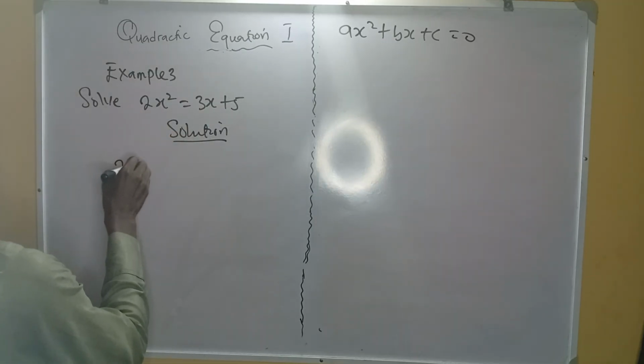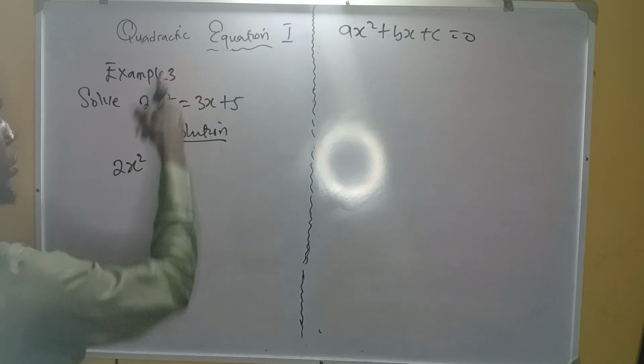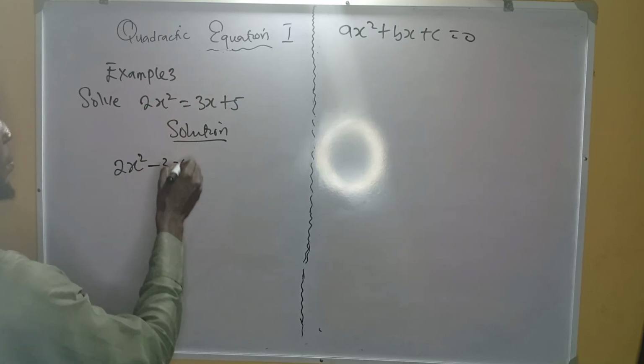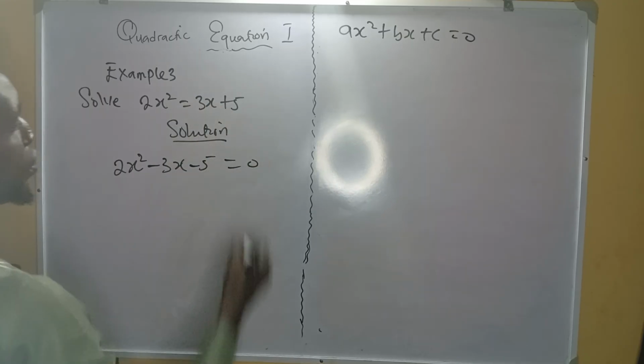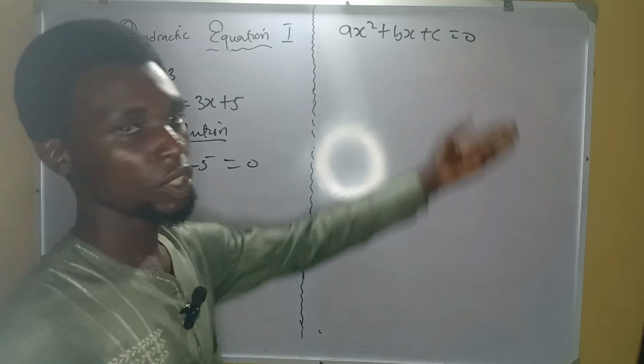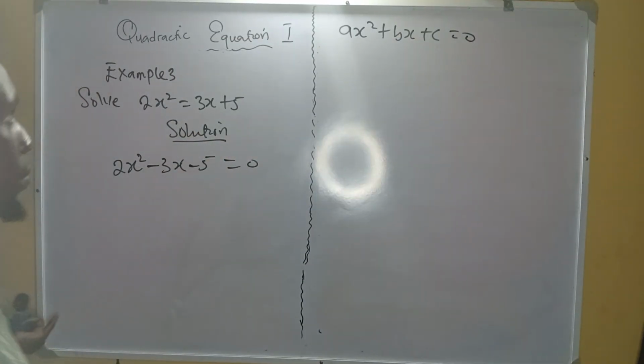So if you arrange it, you are going to have this crossing over here give you minus, and this crossing over here give you minus 5, and then equals 0. So it is of this form. If it is not of this form, you cannot solve using any of the methods unless you make it be in this form. So what we have to do now is to factorize the left-hand side.